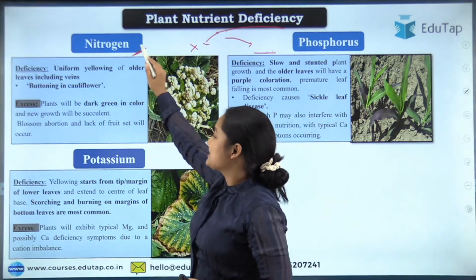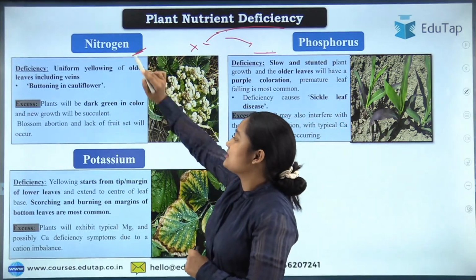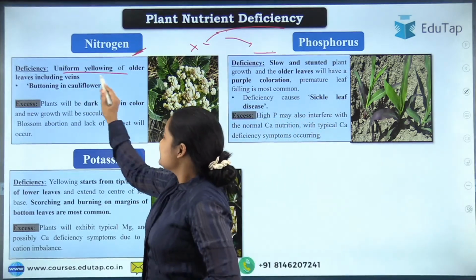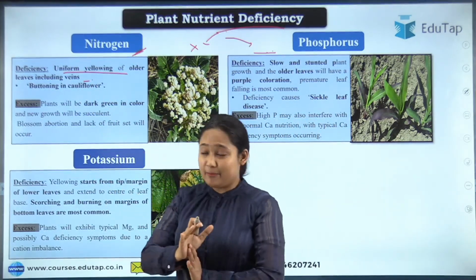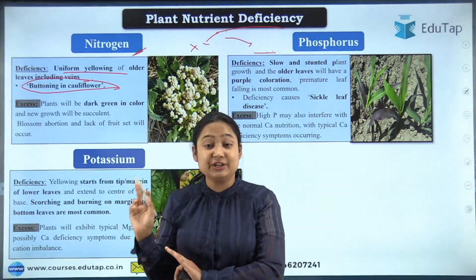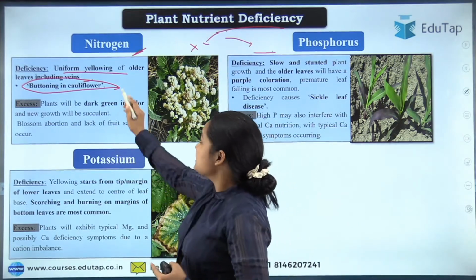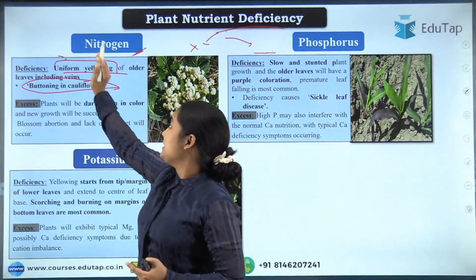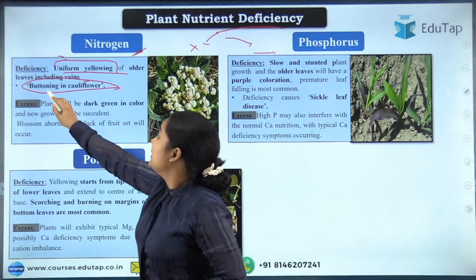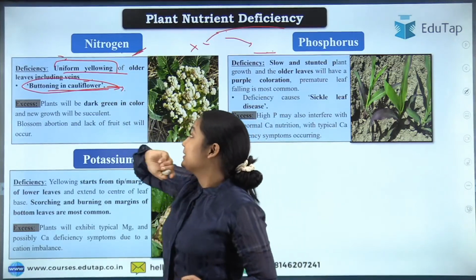So first of all, let's discuss nitrogen, NPK, which we said is very important. So NPK, first let's move to nitrogen. What you have to remember there is, the deficiency details I am telling you, you can forget, that's not very important. But if there is a particular disease in the plant that is mentioned, that becomes very important for your examination. Nobody will ask which nutrient causes uniform yellowing, but they can ask you who is responsible for the buttoning of cauliflower.